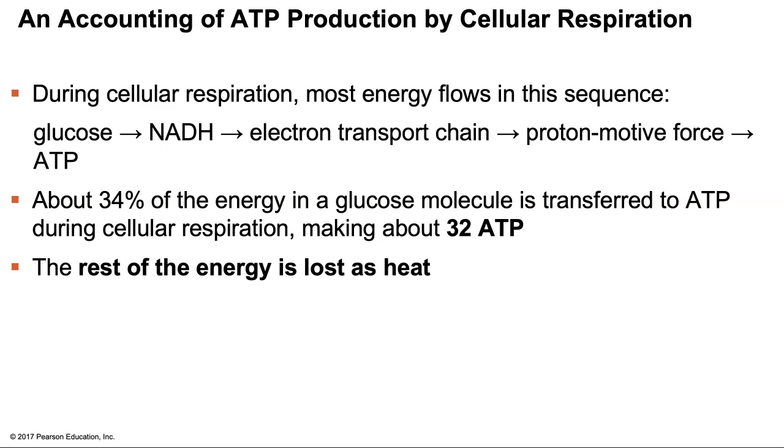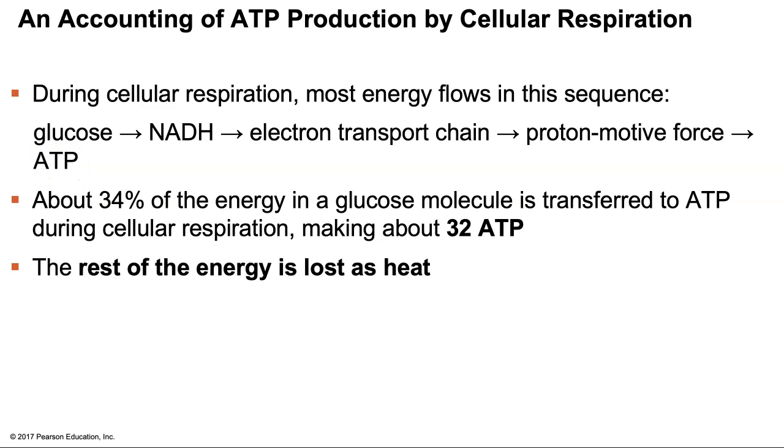So here is the linear snapshot of our energy flow in cellular respiration. We started off with glucose, which needs to be oxidized, so we're going to break it down, and in doing so we release electrons, which get taken up by NAD+, so we make NADH, which then goes to the electron transport chain, which then creates the proton motive force, which created ATP.